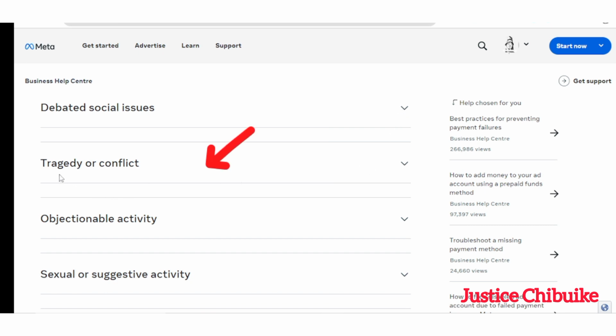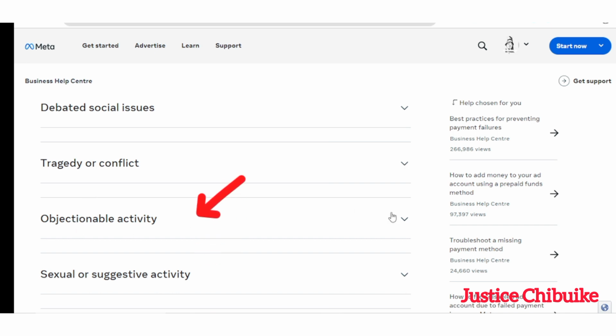So here they are talking about tragedy and conflict. If your page promotes tragedy and conflict among people, you will not be monetized, or you will likely be demonetized if you have already been monetized before you started posting content that promotes tragedy or conflict.